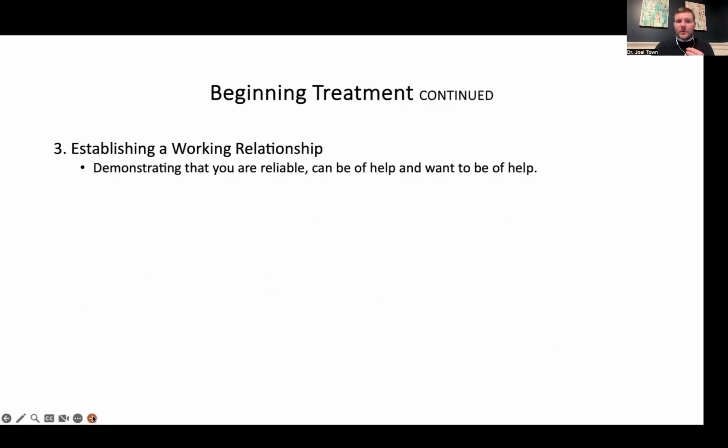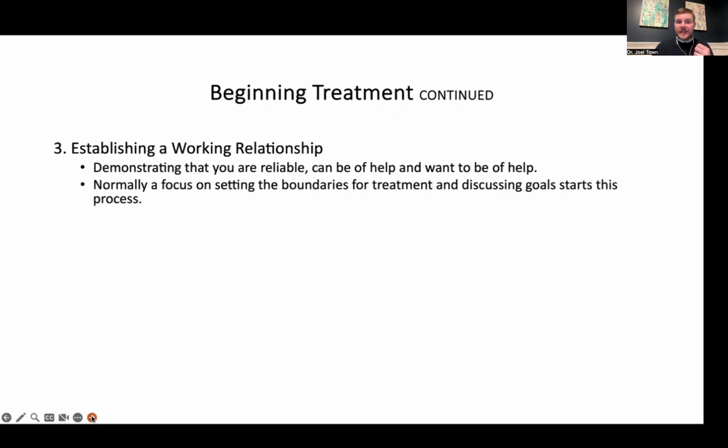How do we establish the working relationship in dynamic therapy? Well, much like other broad therapies, but one broad principle we can think about is demonstrating that we're going to be a reliable figure for this person, that we want to help and that we feel as though we can help. We're going to help to establish boundaries for the treatment, and we're going to focus the boundaries of therapy around the goals that they want to work on. And we're going to hold those boundaries through the course of therapy.